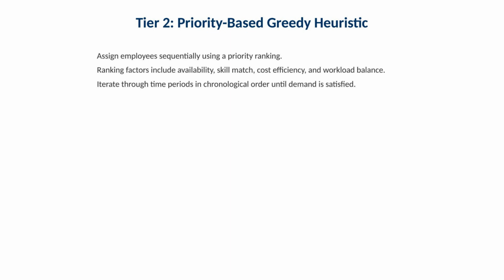Operationally, the advantage is speed. You can run this approach quickly for large teams and long horizons. The risk is myopia. A greedy choice that looks good for the current shift can create a shortage later, especially for scarce skills or difficult-to-staff shifts like nights and weekends. The heuristic must be designed so it does not spend critical resources too early.